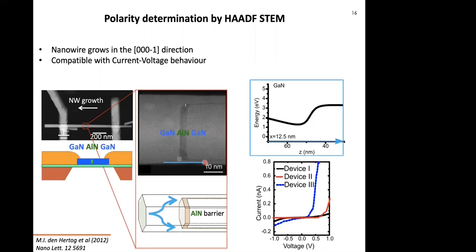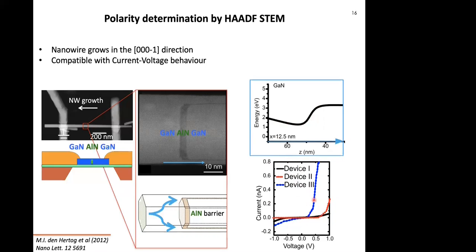And we could confirm this doing finite element simulations of the potential of the conduction band profile here in the shell region, which is what you see here. Due to the combined effects of the polarity and strain, we get something looking like a p-n junction. And this explains why our current voltage measurements have this clear forward bias.